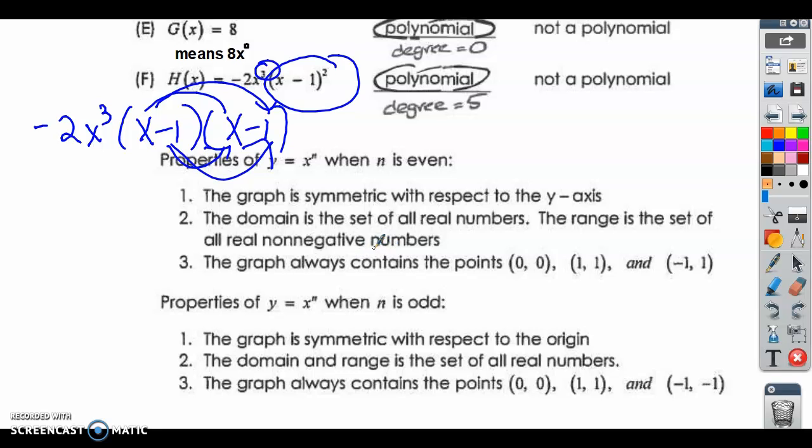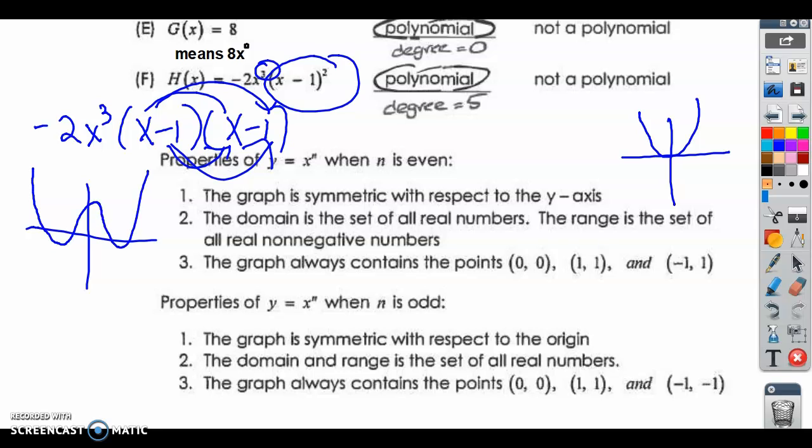When it's even, the graph is symmetric with respect to the y-axis. So, you know, like a quadratic. Here we go. Or to the 4th power. 1, 2, 3, 4. Okay, well, that's a terrible graph, but you get the point. It's symmetric with respect to the y-axis.